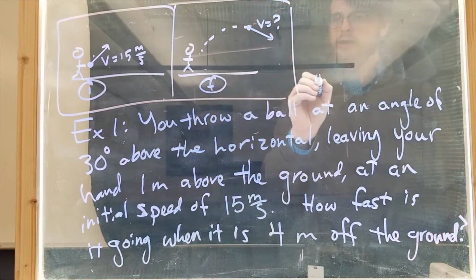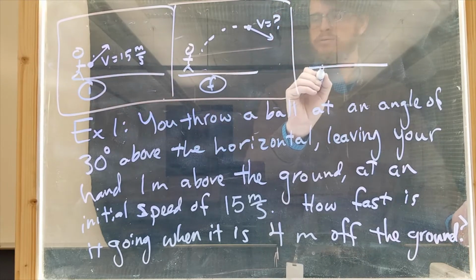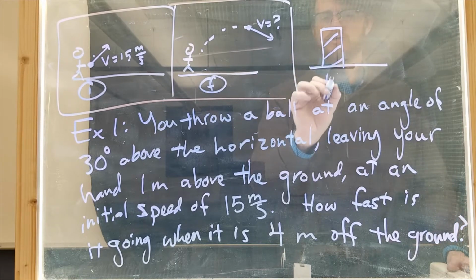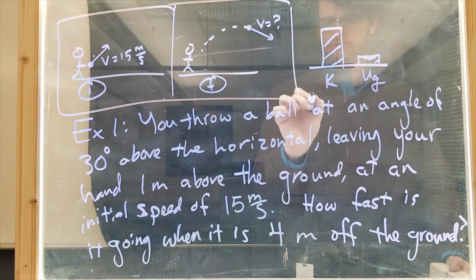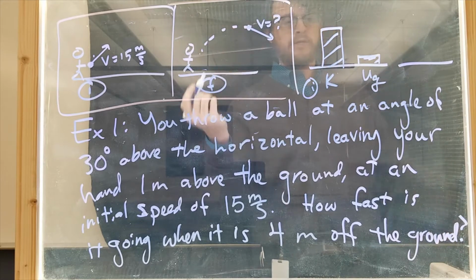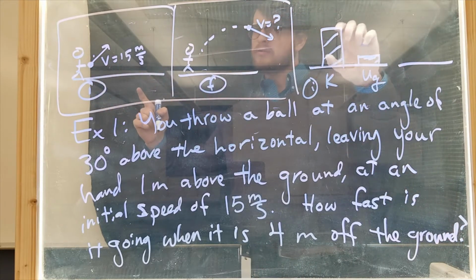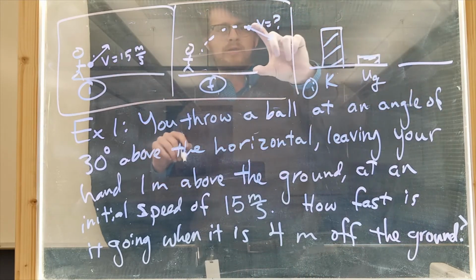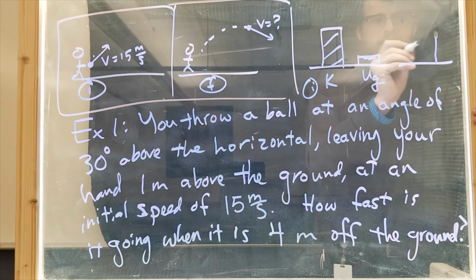Now I'm going to write down my energy bar charts. Initially, I have kinetic and potential. Until I do some math, I might not know right away which one's bigger, and that's okay, but I'm going to write them both down. This is initial. Then final, I also have potential and kinetic. I might not know whether it's going faster or slower, but I do know that it's higher off the ground, 4 meters instead of 1 meter. So I'm going to draw UG as bigger than it was.